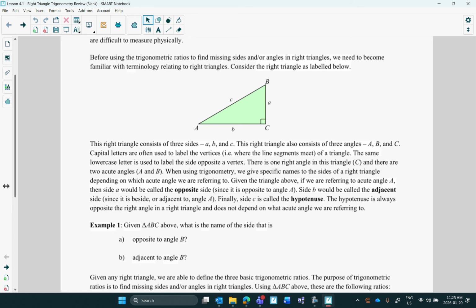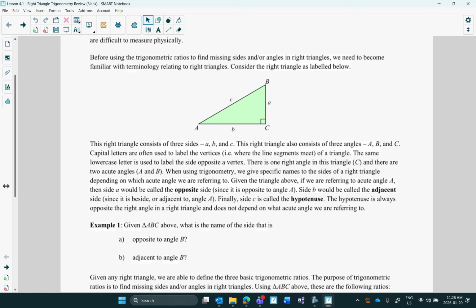But let's have a little refresher on how we find adjacent, opposite, and hypotenuse for sides in a triangle, and what exactly the trig ratios mean, and then let's do some examples where we use them to find missing sides and angles.